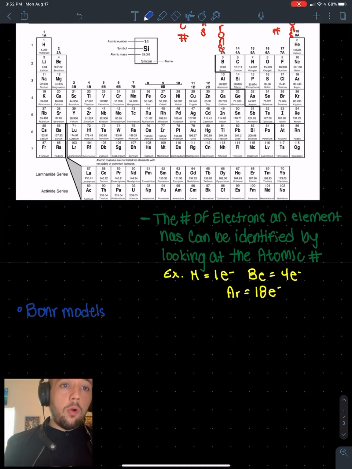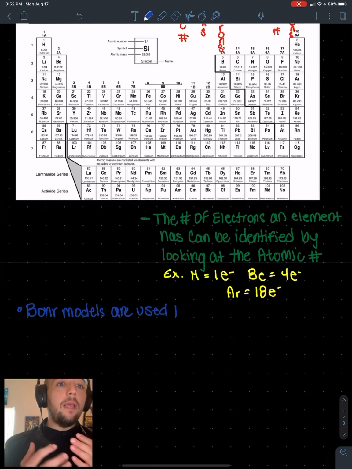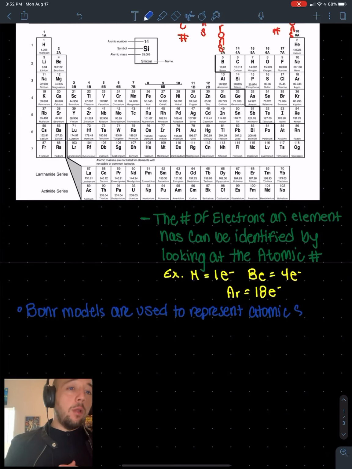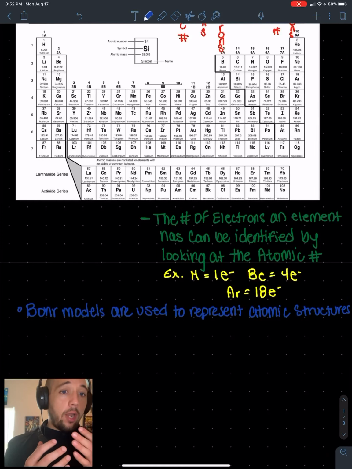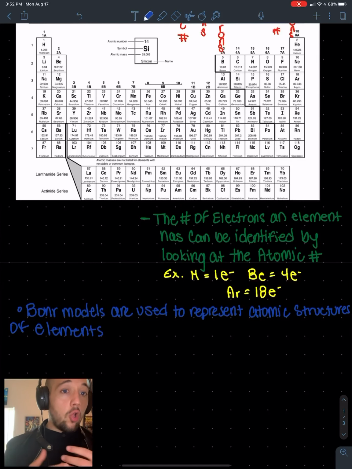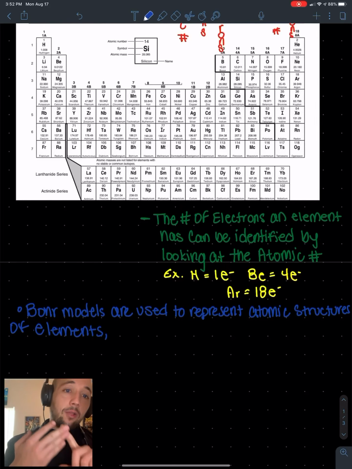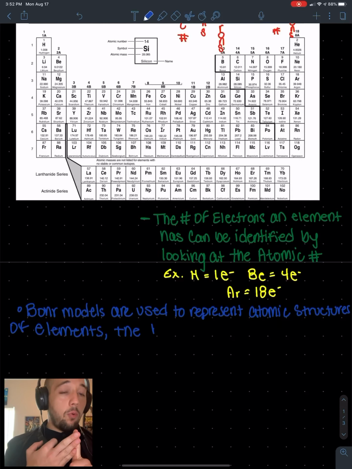Now, Bohr models are diagrams that we use to visualize what an atom looks like, to be able to draw it and represent what that atom would look like. It's very important that we are able to do this because we need to see the characteristics of the atoms sometimes, so we have to be able to draw them out. But to be able to do this, you need to know the number of protons, the number of electrons, and the number of neutrons. Without those three, you can't draw the Bohr model.